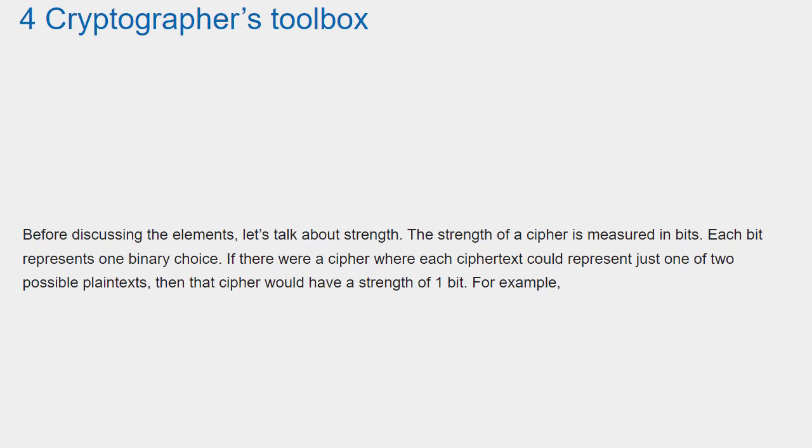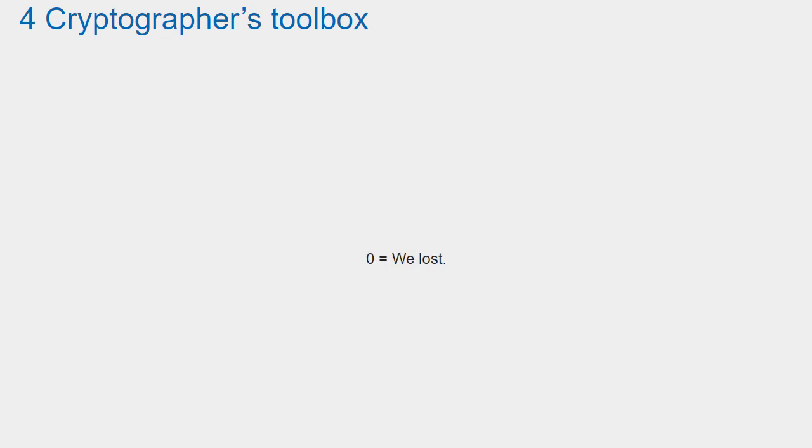The strength of a cipher is measured in bits. Each bit represents one binary choice. If there were a cipher where each ciphertext could represent just one of two possible plain texts, then that cipher would have a strength of one bit. For example, 0 equals we lost, 1 equals we won.